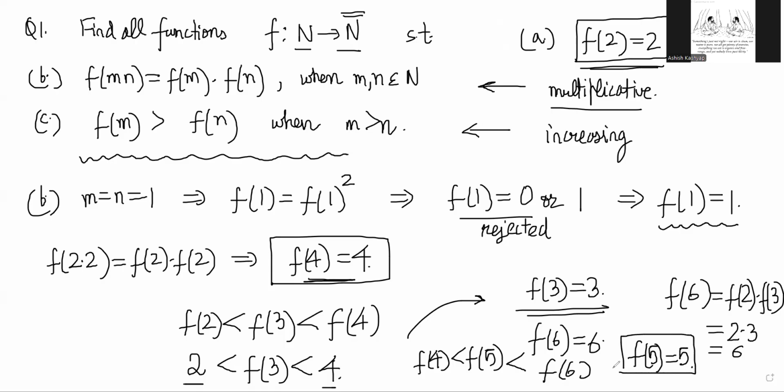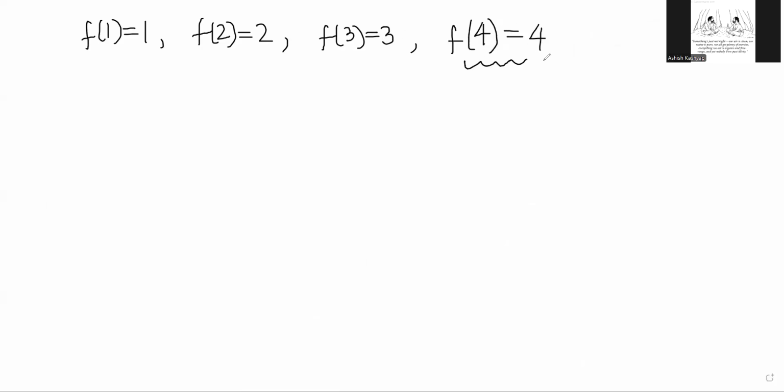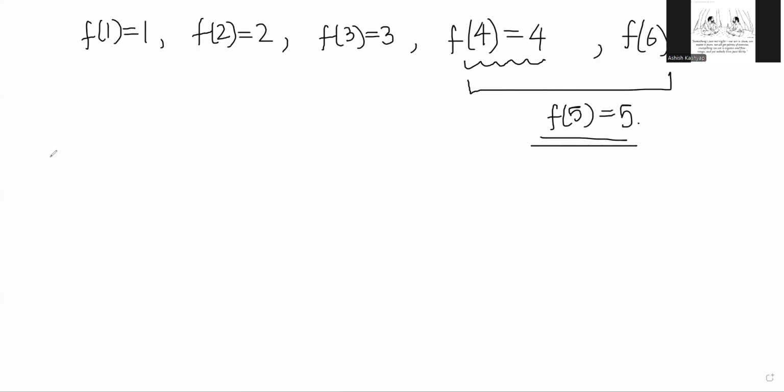Because 5 is the only natural number that lies between 4 and 6, right? So basically using property C, we have figured out f of 1 is 1, f of 2 is 2 was given. We figured out f of 3 is 3, f of 4 is equal to 4 we got from property B, and f of 6 is 6, and using these two and property C, we figured out f of 5 must be 5, right? So our conjecture is that f of n will be n. It looks like f of n should be n.